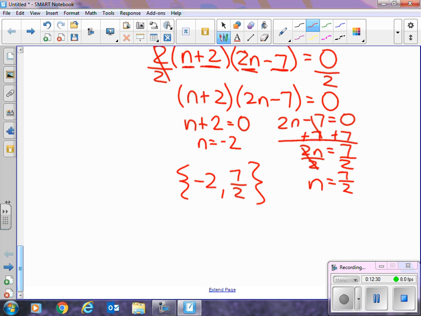So those are two examples that incorporate everything we've done in the past few classes related to factoring. So you need to constantly stay on top of it and make sure you remember what to do with each type.